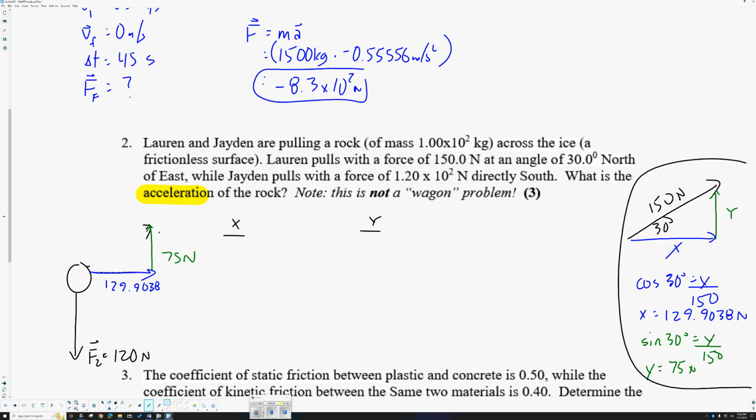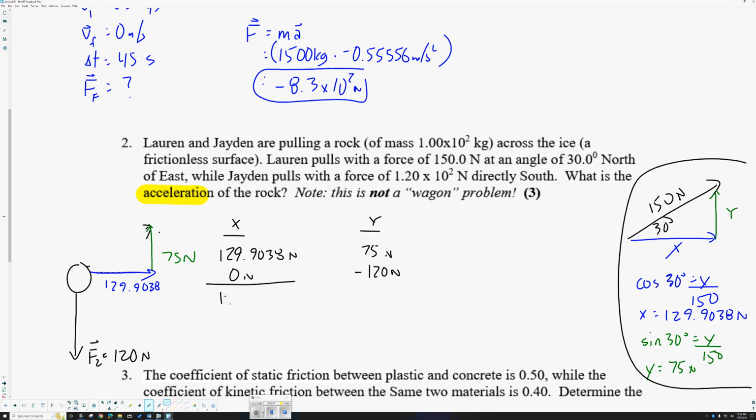The X component of the first one is 129.9038. The Y component of the first one is 75 newtons. Both of them positive, right and up. The X component of the second one is 0 newtons because it's 120 newtons straight down. The Y component is negative 120 newtons, again, because it's down.